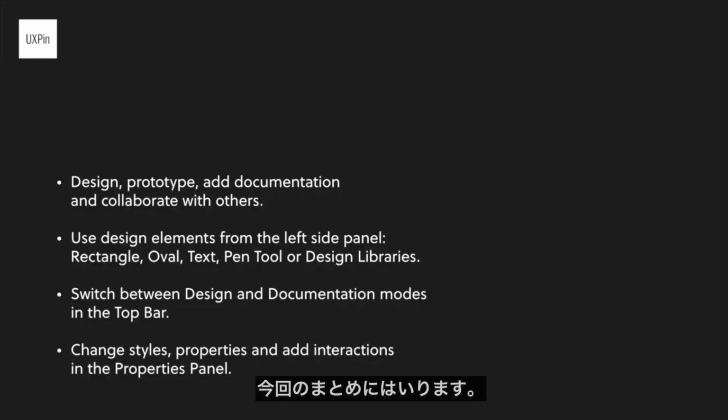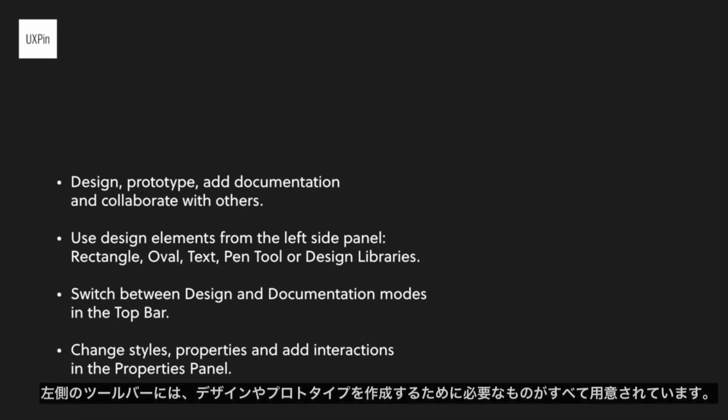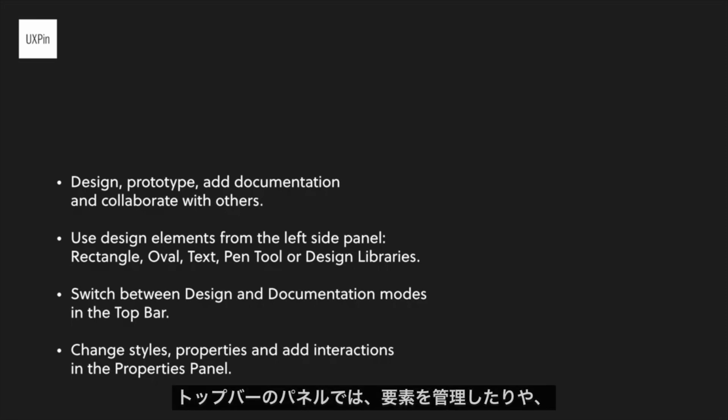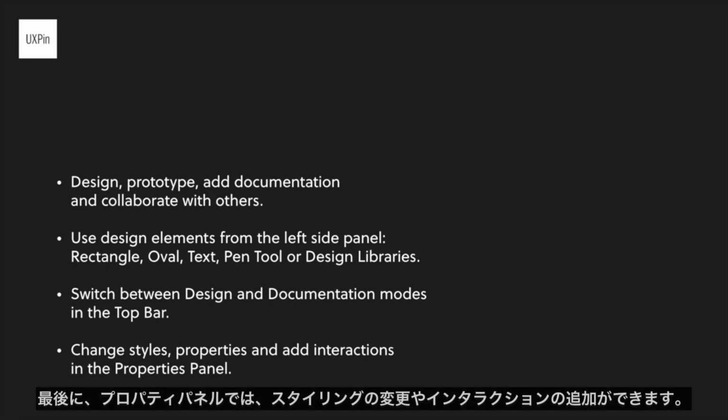To conclude what we just went over, the editor is the heart of UXPin, where you can design, prototype, add documentation, and collaborate with others. Your toolbar on the left equips you with everything you'll need to build your designs and prototypes. The top panel gives you a few options to manage your element and switch between designs and documentation mode. Lastly, the property panel is where you can change styling and add interactions.